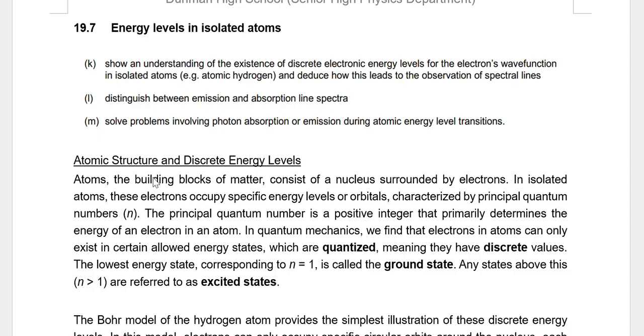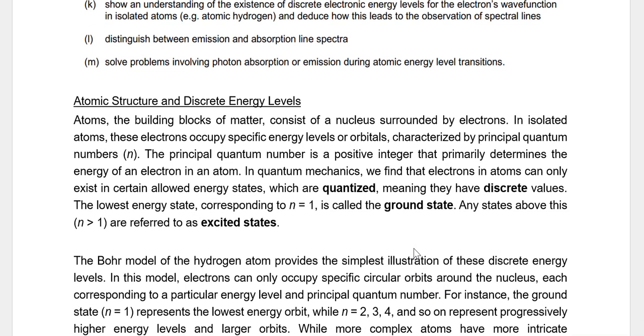We'll start with this part, atomic structure and discrete energy levels. Atoms are the building blocks of matter, as we know, consisting of a nucleus surrounded by electrons. In isolated atoms, these electrons occupy specific energy levels or orbitals characterized by principal quantum numbers n, right? So the number n is called the principal quantum number. The principal quantum number is a positive integer that primarily determines the energy of an electron in an atom. So in this part, we are specifically talking about electrons in an atom. So this is quite a realistic case.